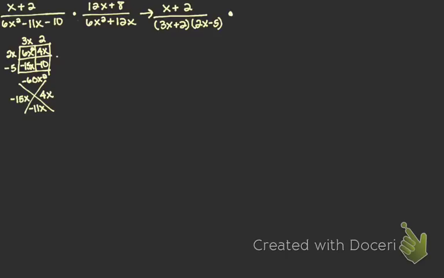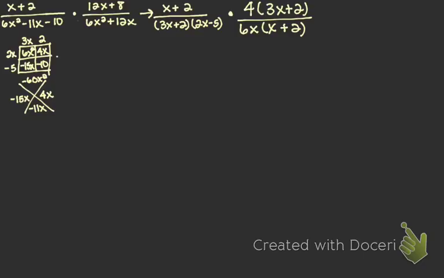Multiplied by, remember we factored a 4 out of the top of the second one, so we have 4 times the quantity 3x plus 2 over, we factored a 6x out of both of those terms, so we have 6x times the quantity x plus 2.